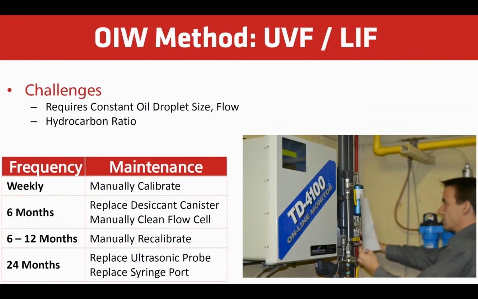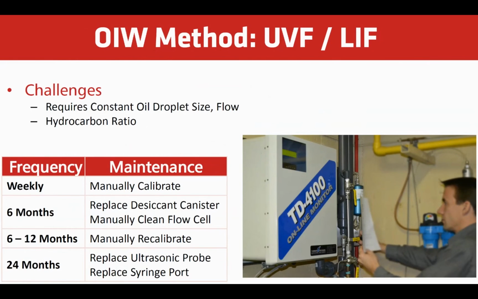UV fluorescence depends on a constant oil droplet size. Homogenization helps only if the ratio of aromatics to total oil remains constant. Some chemical residuals can also be incorrectly detected as oil. This method is also highly sensitive to flow changes, especially when using UV lamps. Low flow samples become uneven in the detection cell, causing erratic readings. LAF systems can operate at wider ranges, but still read a positive value if flow stops.